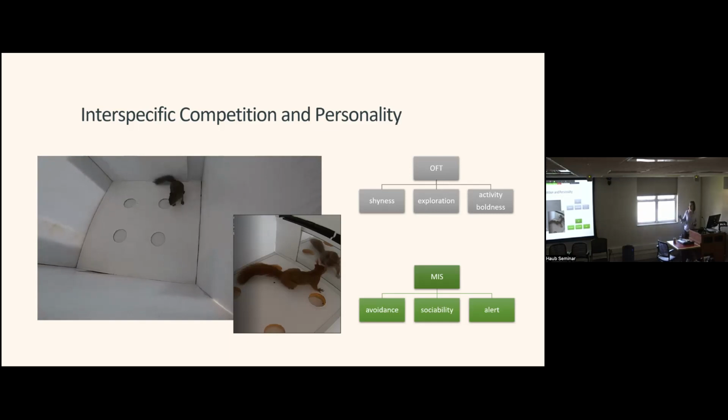But what do you think, is this individual more explorative, or is it more or less active? Active. Yeah, to me, this was a pretty good example of a very active squirrel.